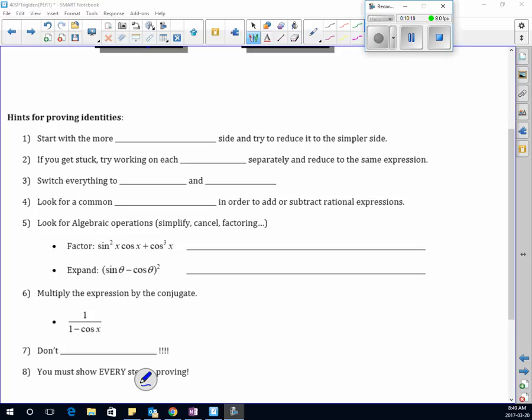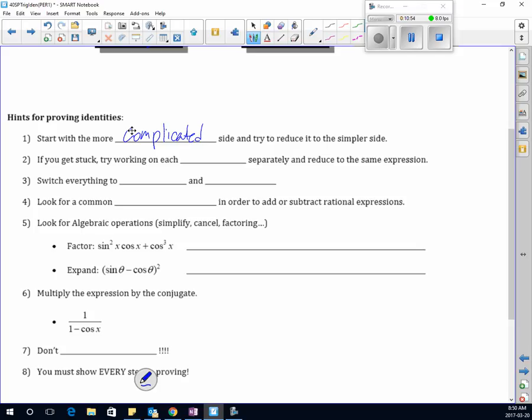Okay, so here's the first hint. Start with the more complicated side and try to reduce it to the simpler side. A lot of the times, the one side is way more complicated, and if you just add the two fractions together, it ends up being the other side. And you're saying, what sides am I talking about? We're trying to prove that the left side equals the right side, to prove that they're true for all x's, or thetas, that they're the same.